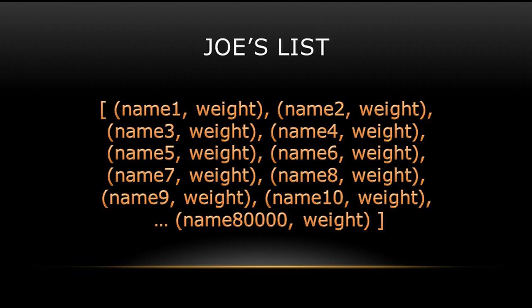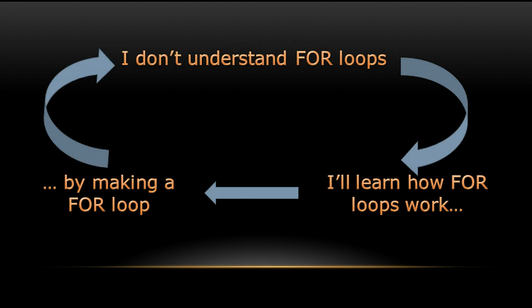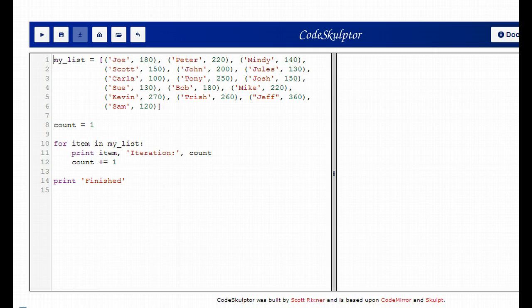So let's get back to our example. Joe sends me his list of 80,000 students and their weights. It is a list of tuples, but I'll ignore Joe's list for now and make my list in the same format. Before I write out my for statement, I want to clearly understand how the for statement works. To do this, I'm going to write a for statement. Circular logic for the win.